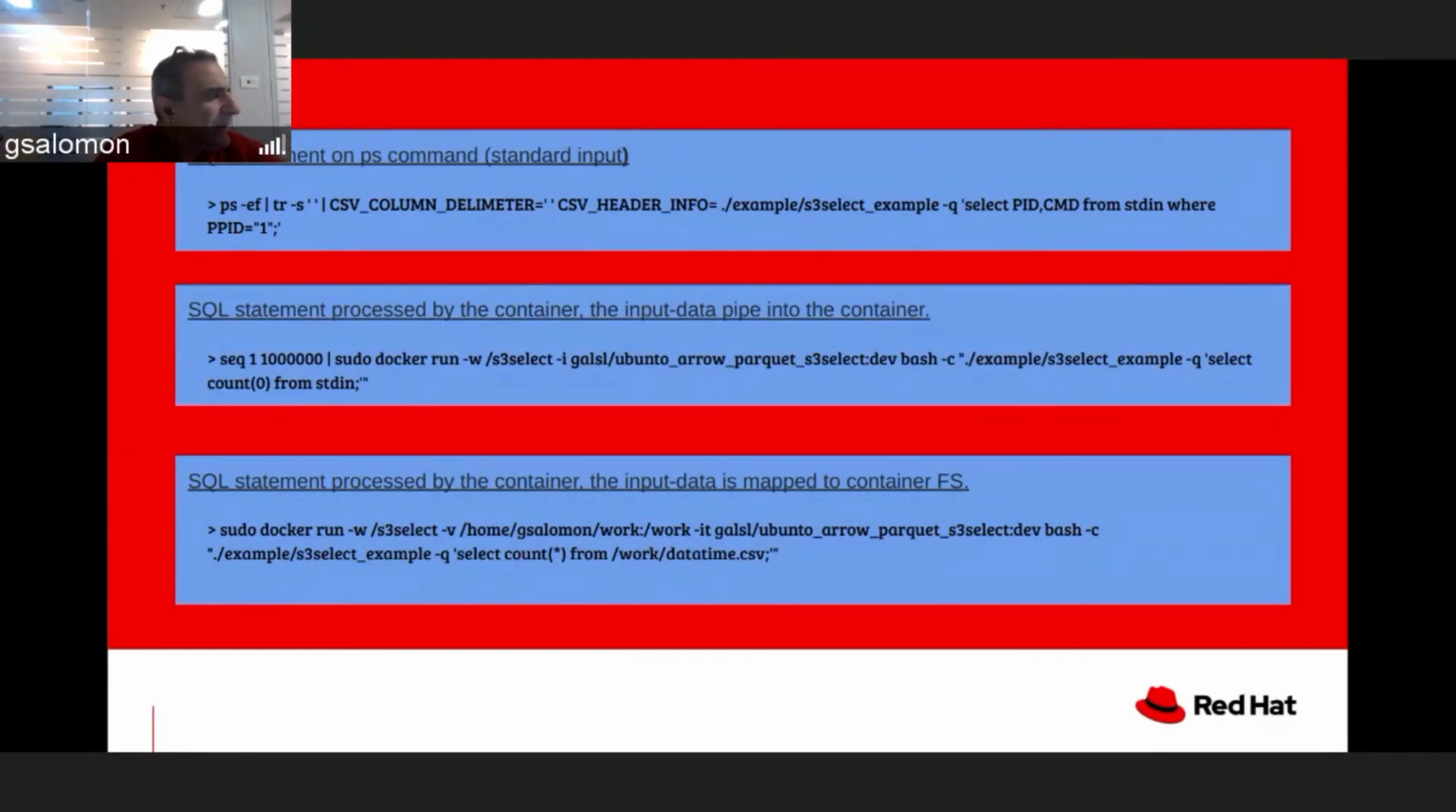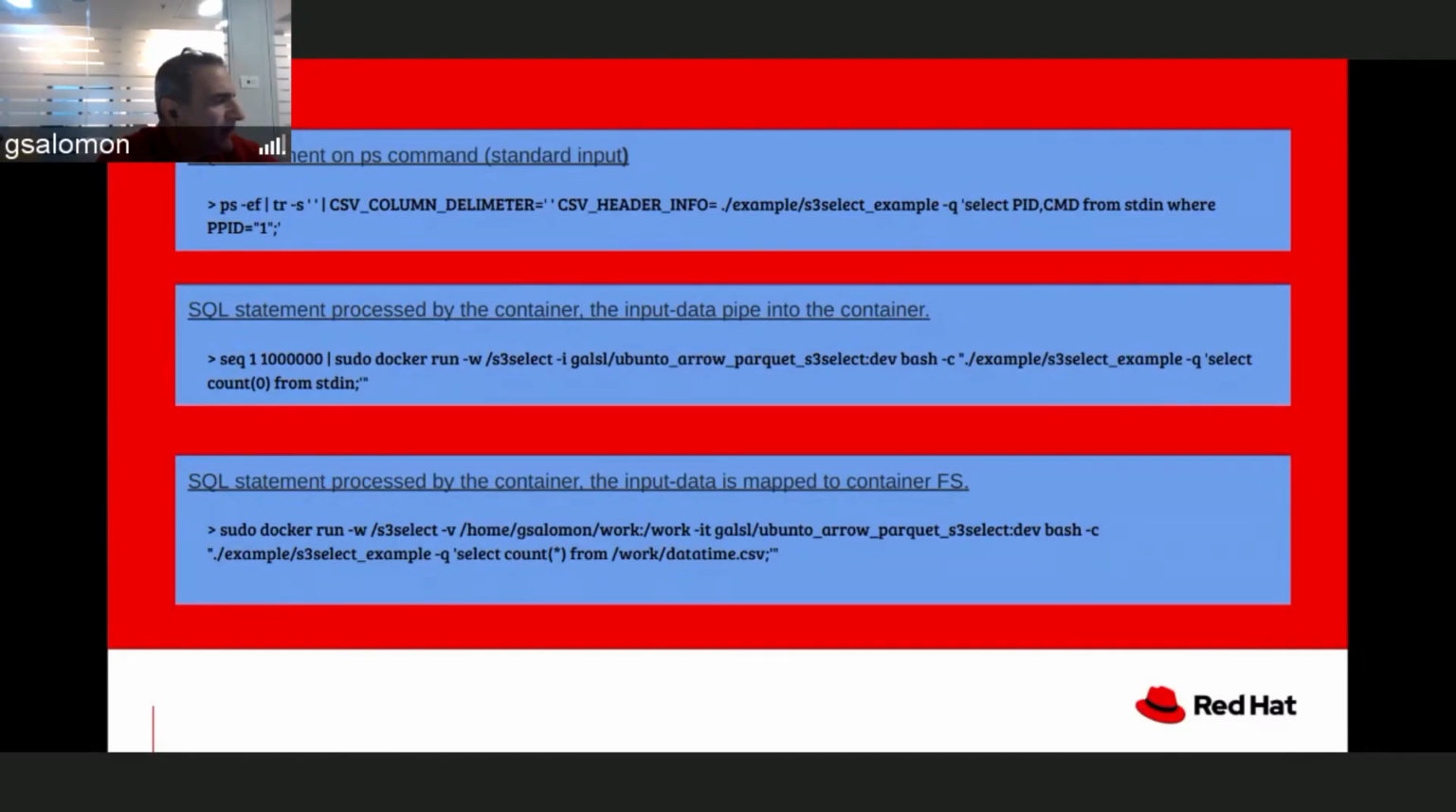So again, this container lets you not just run S3select from the command line, but you can also review the code, change the code, build it, and rebuild it. This container also contains some build utilities, so it's quite easy to get some impression of what S3select is all about. And of course, you can run queries on it.